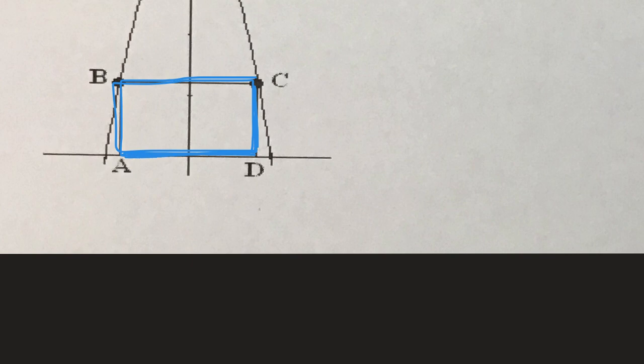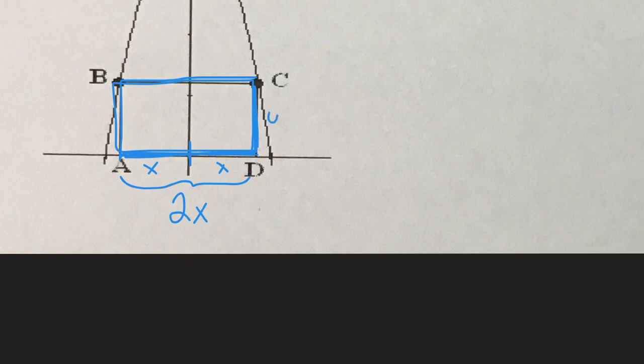Okay, length times width. So the length here from 0 to point D is x units. And because of symmetry, the length from 0 to point A is also x units. So the whole entire length of my rectangle is 2x units. Okay? It's important to be able to label your variables so that you don't have as many fractions as possible. Try to use whole numbers and multiply if you can.